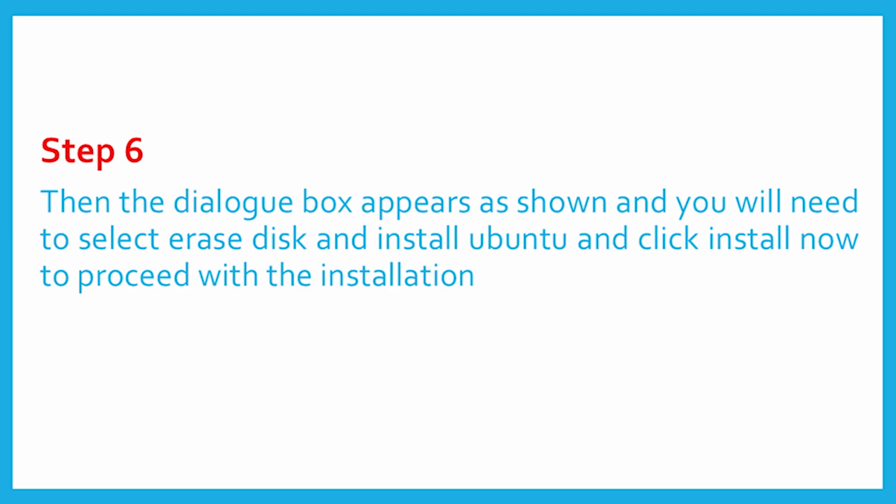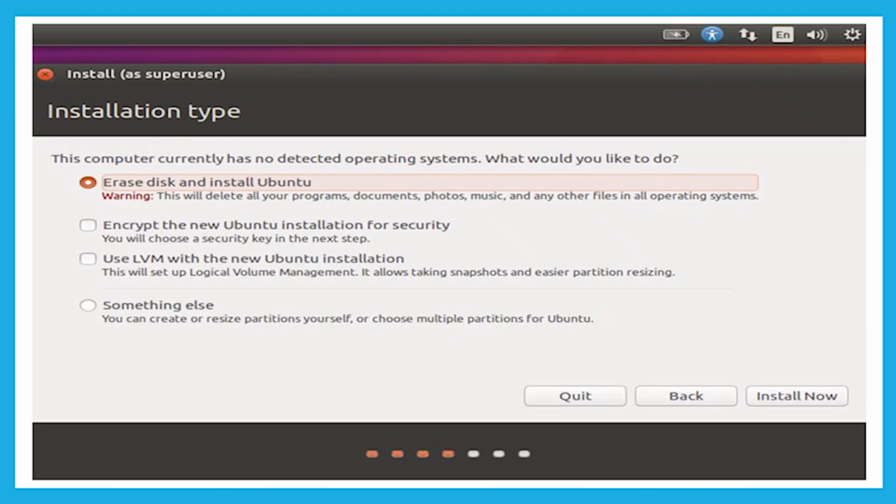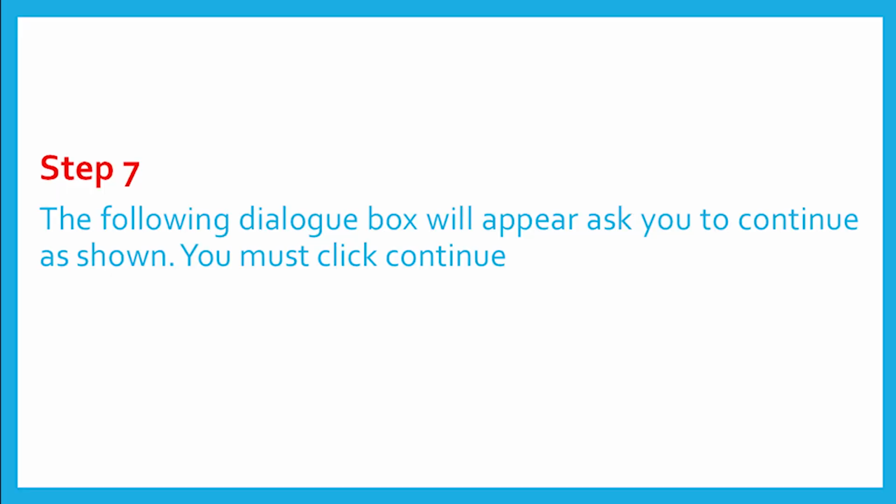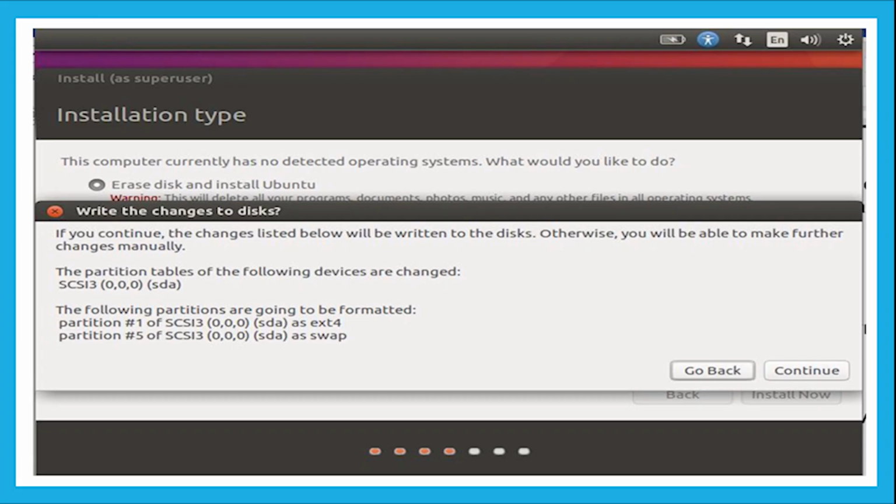Step 6. Then the dialog box appears as shown below. You will need to select Erase Disk and Install Ubuntu and click Install Now to proceed with the installation. Step 7. The following dialog box will appear, asking you to continue as shown below. You must click Continue.